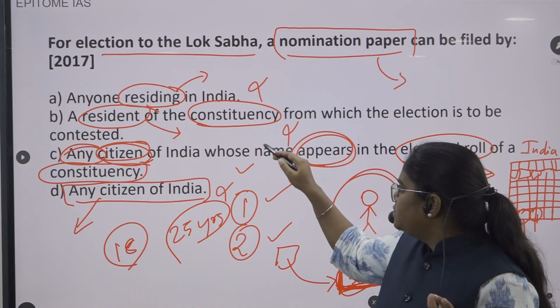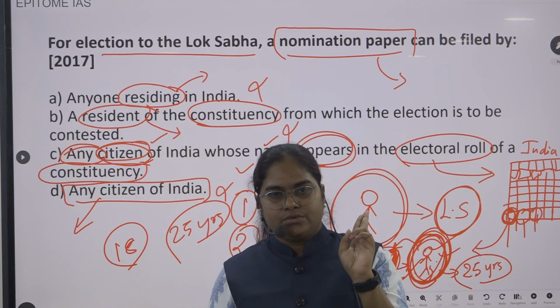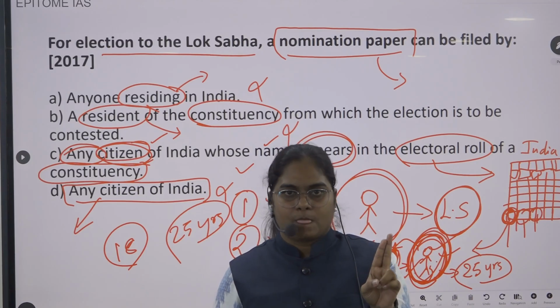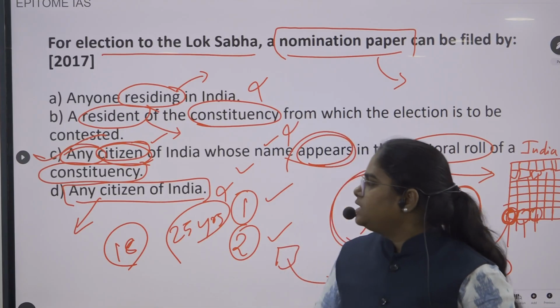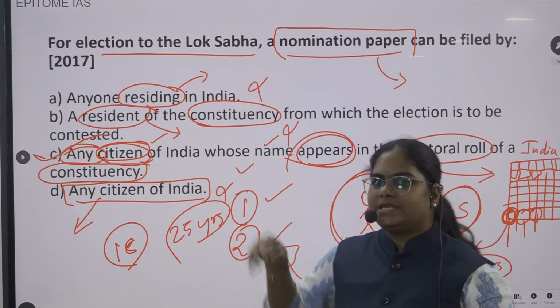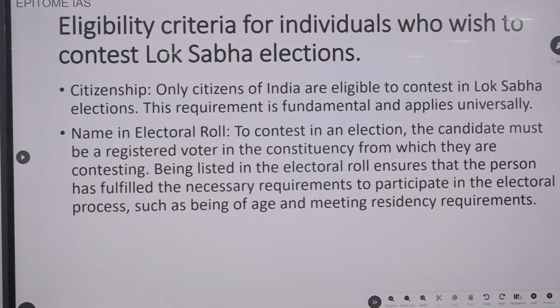Now that is one provision. Another is citizen of India. Both these are enough in this particular question. So option C is the correct answer. Ultimately, if you eliminate the options, you will get option C. Okay, now let us go to the next question.